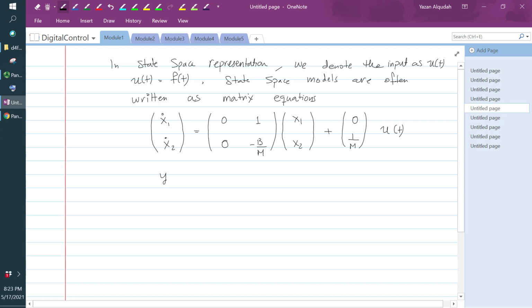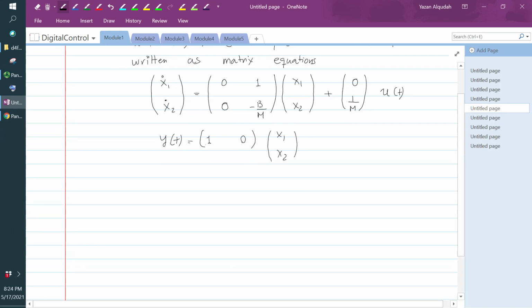Similarly, I have y of t. I'm going to write it also in terms of x1 and x2. And to write it in terms of x1, x2, y is just equal to x1, so therefore I have 1 here and a 0 here. y is going to equal 1 multiplied by x1 and 0 multiplied by x2, therefore y is going to equal x1, which is what we have in the equations above. Okay, so often we write the state space representation.